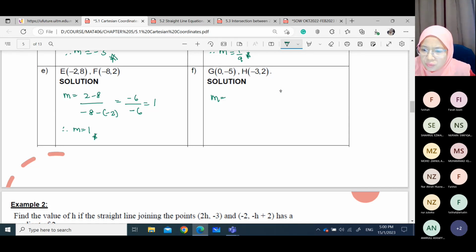GH. So the points are X, Y. So G is 0, negative 5. So let's say here is negative 5. So the point here is at here. Okay, here is the point. Point G is 0, negative 5. And H is negative 3, 2.